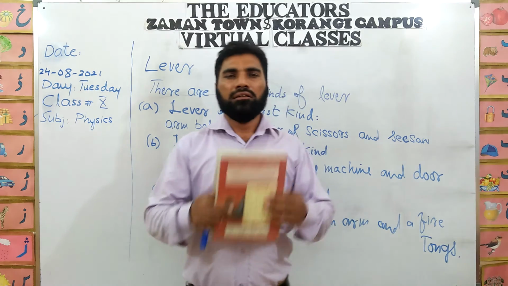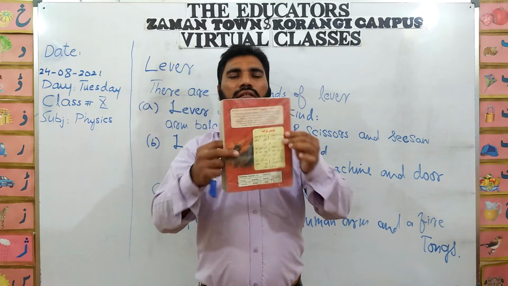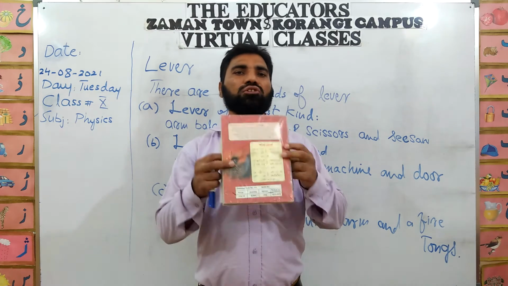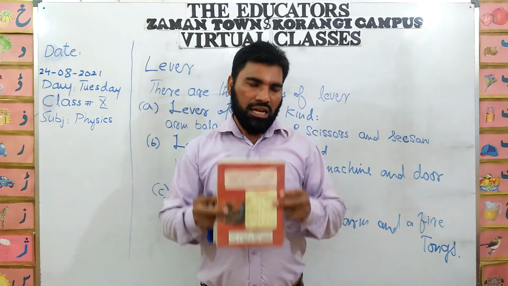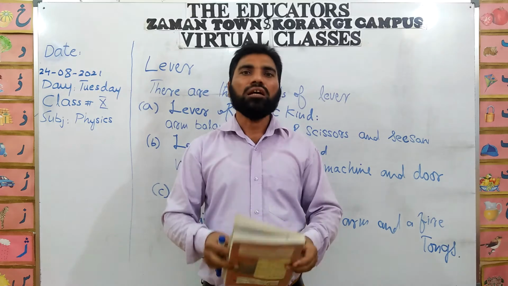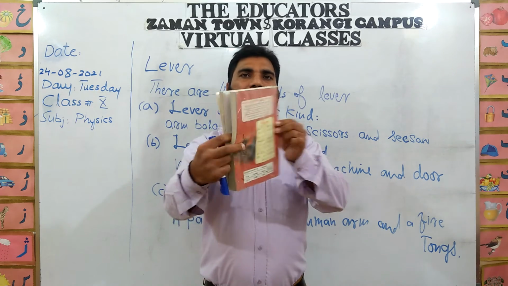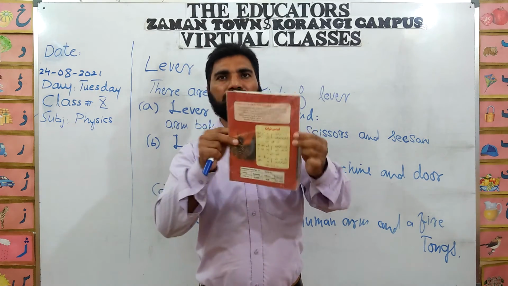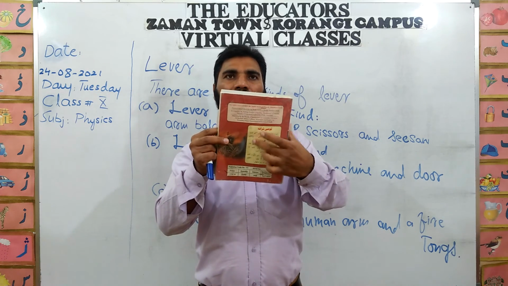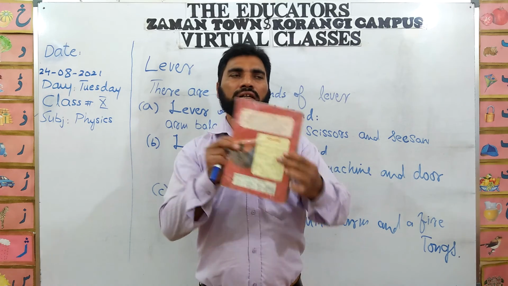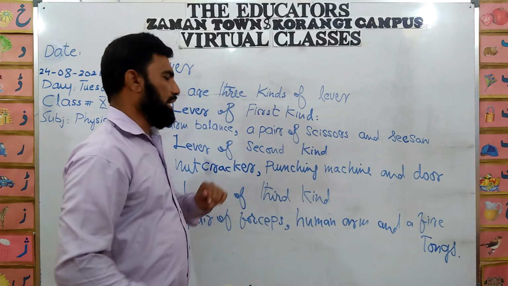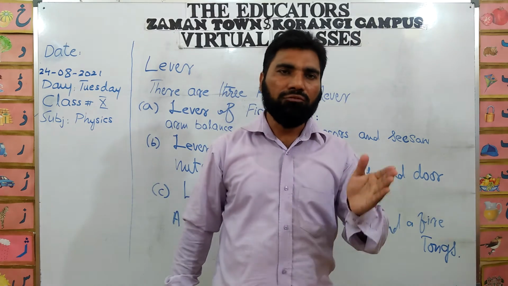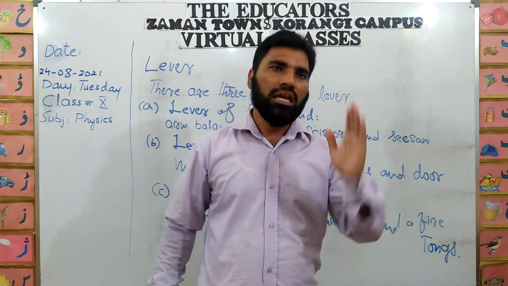For example, suppose that this is not a book, but the door. It is rotating in this way, which means this is the fulcrum. You apply the effort over here, and this is the weight. This is the second kind of lever. In the second kind of lever, the weight lies between the effort and the fulcrum.